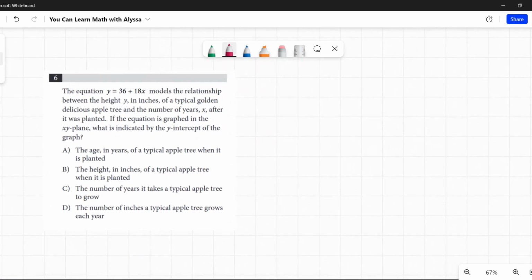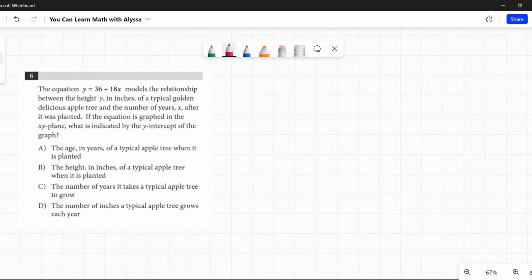On to number 6. The equation y equals 36 plus 18x models the relationship between the height y in inches of a typical golden delicious apple and the number of years x after it was planted. If the equation is graphed in the xy plane, what is indicated by the y-intercept of the graph?